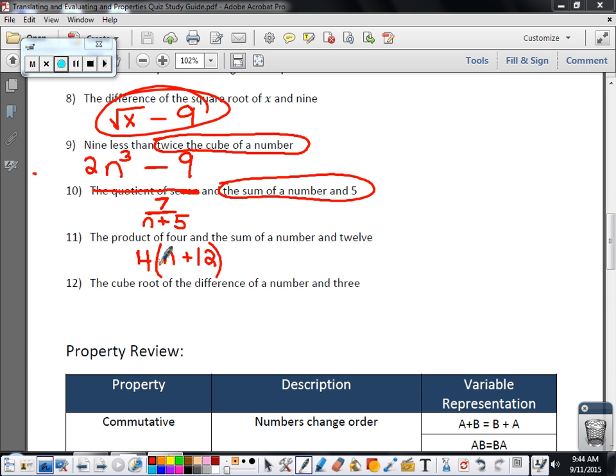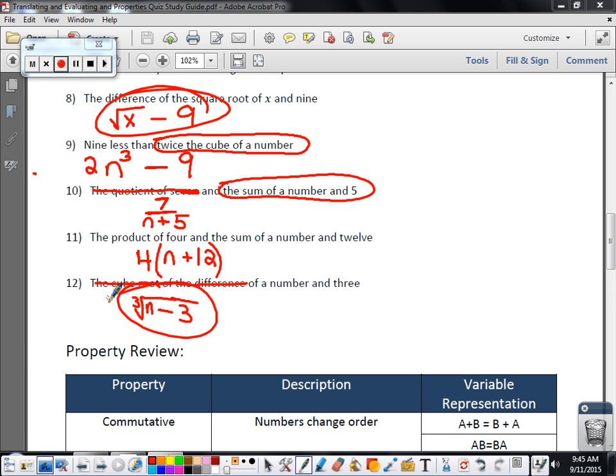Good? Next, number 12. The cube root. What does cube root mean? The mini 3. Boom. Yes? The cube root of what? What does it say? The cube root of the difference of. So underneath my cube root symbol, I'm going to have what? Subtraction symbol. Yeah. The difference of what? A number and 3. These aren't that hard, guys. Whenever you really take your time and you just go from left to right and you just write down the things that you know, it'll all come together.